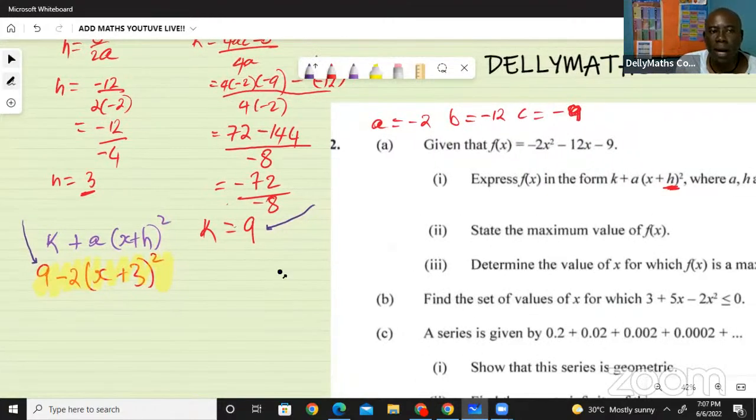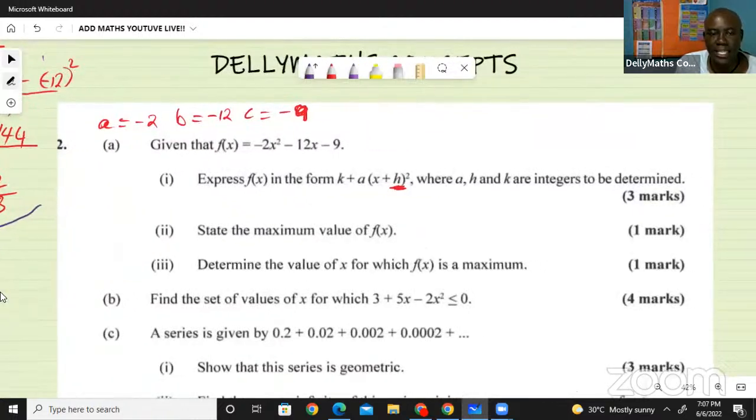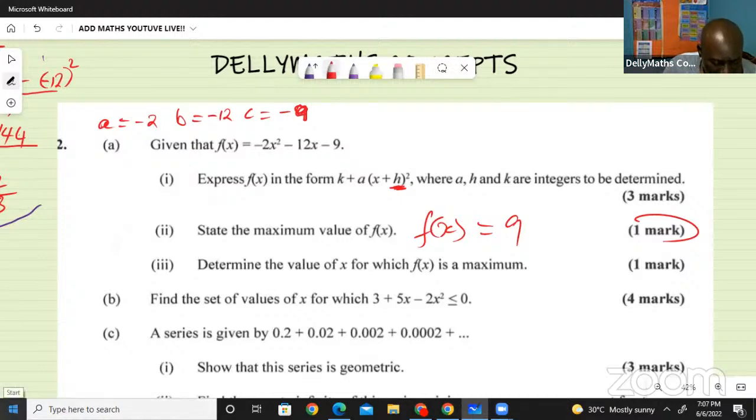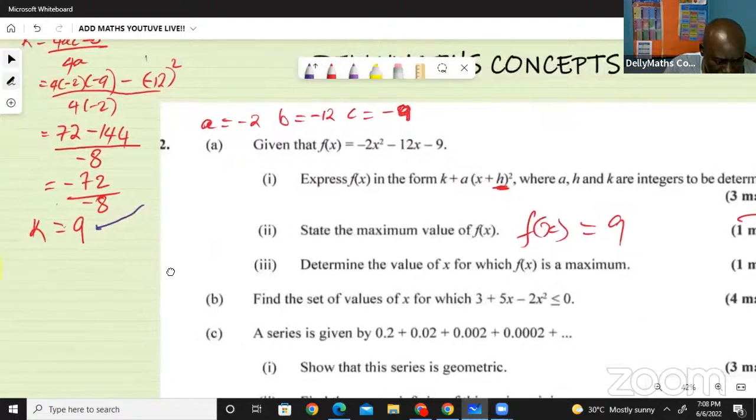So it's a 1 mark question. You're not required to do anything extraordinary to get it. So we are interpreting our thing. So f of x at maximum is 9, and we call it that 1 mark right there. We have 1 mark there, 1 mark there. Very good. So we don't need to solve this.